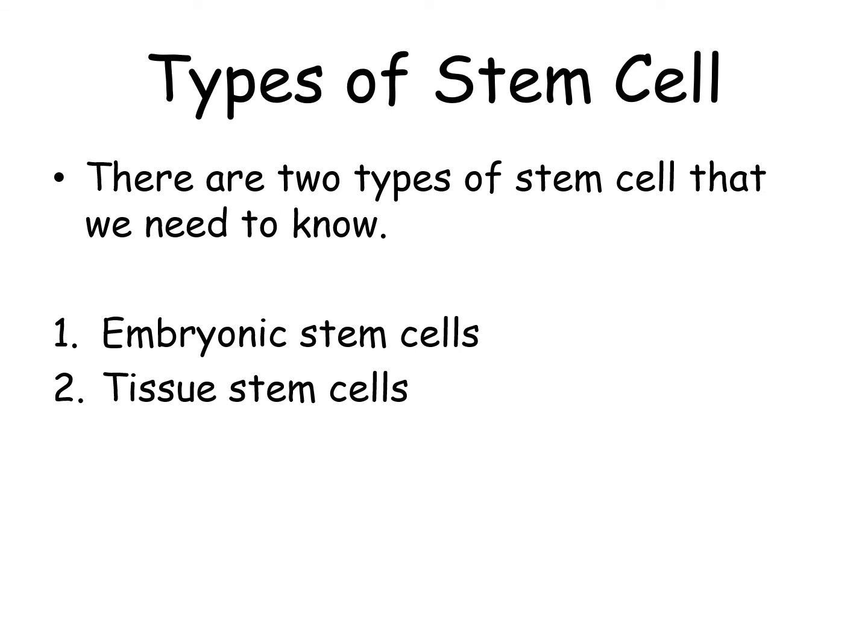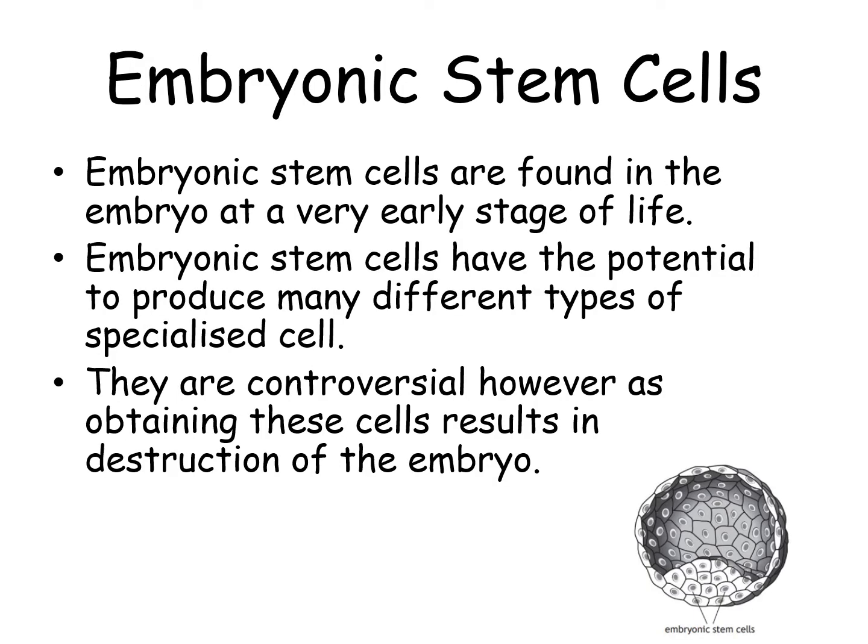There are two types of stem cell that we need to know about. The first is an embryonic stem cell, and the second is a tissue stem cell. Embryonic stem cells are found in an embryo at the very earliest stages of life, and this is around about 5 days after fertilisation takes place. So it's about 5 days after the sperm cell and the egg cell come together.